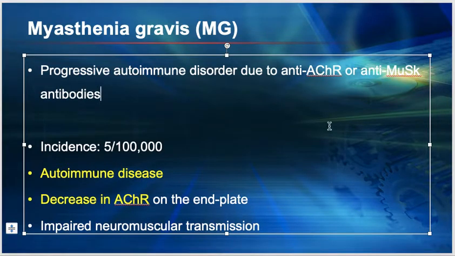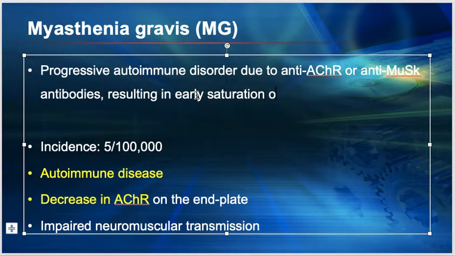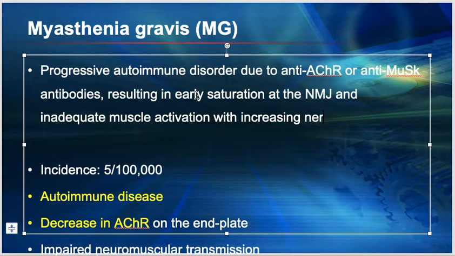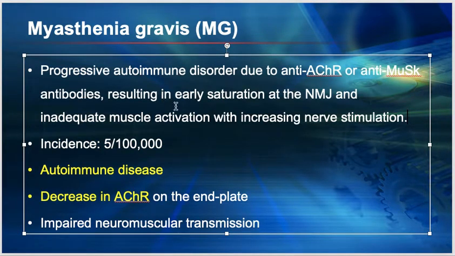But you have to remember this one. This is the important one, very, very, very important. When these antibodies are present, which are anti-acetylcholine receptor antibodies, the antibodies are binding the receptors. What happens due to this binding is that it results in early saturation at the neuromuscular junction and inadequate muscle activation with increasing nerve stimulation. This is quite a comprehensive definition, guys, and if you can understand and remember this definition, the thing is easy.